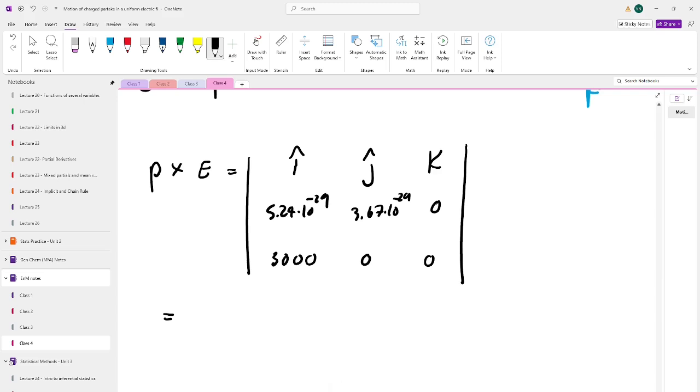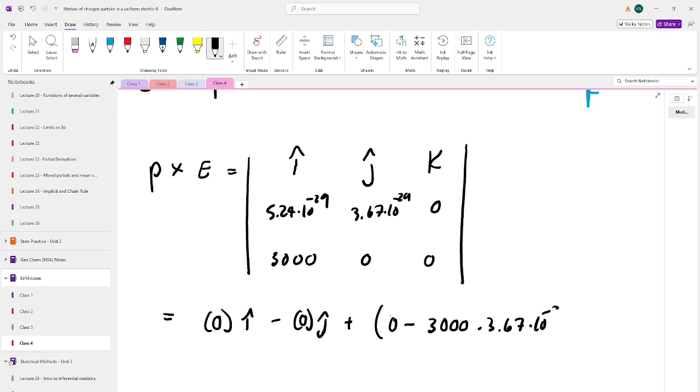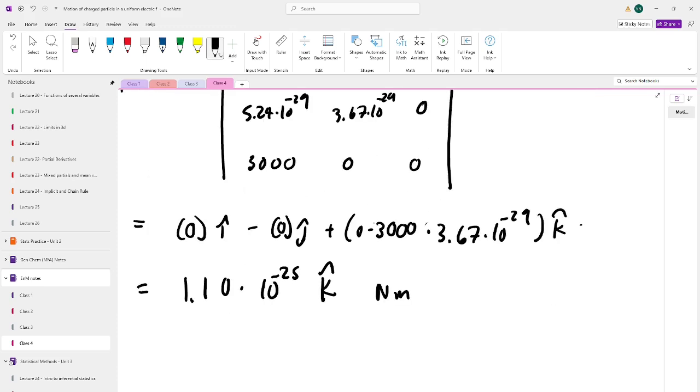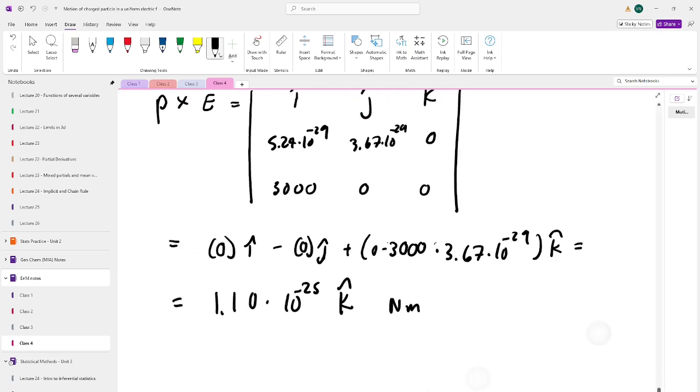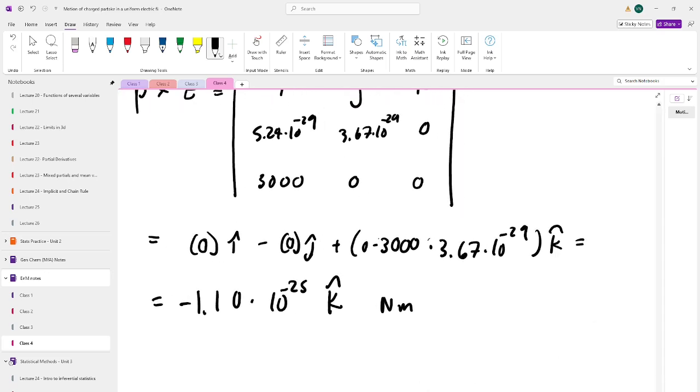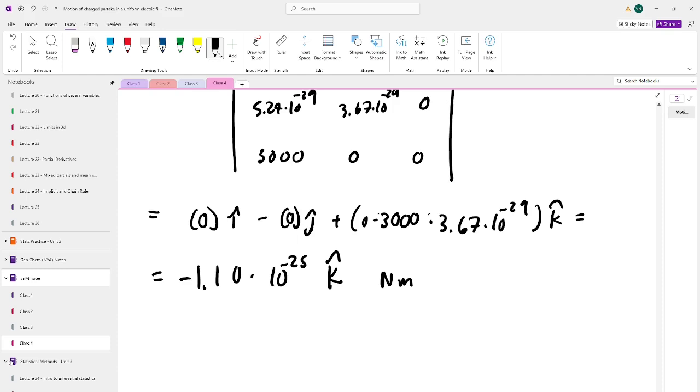So I'm going to get 0 times I minus J, just going to give us 0, right? And then I'm going to get a K, which is going to give me 0 minus 3,000 times 3.67 times 10 to the minus 29. So that gives us minus 1.1 times 10 to the minus 25 k. So it's actually going inside the plane.